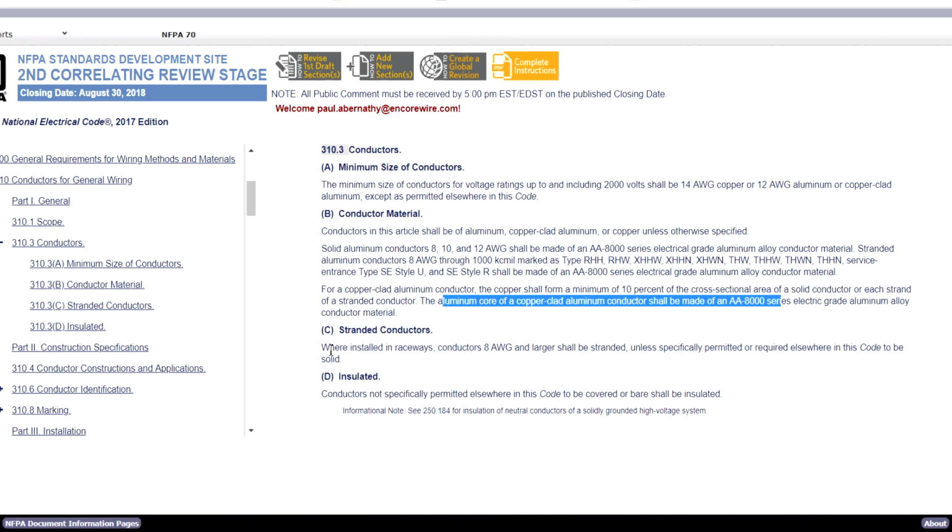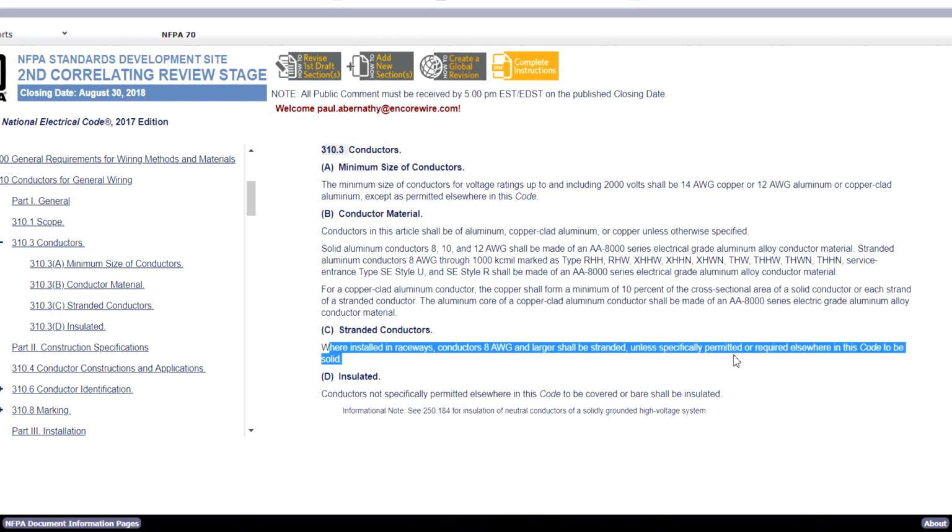All right, so stranded. Again, it says conductors installed in raceways, 8 and larger, shall be stranded, unless specifically permitted or required elsewhere in this code to be solid. Now, what are we talking about? Well, sometimes you're going to have what's called grounding electrode conductors, and you're going to put them in a raceway for protection. Of course, that would be solid. If you had to put these conductors, solid 6s or solid 8s, inside of a raceway for physical protection or whatever the code might require elsewhere, then it's permitted not to be stranded.